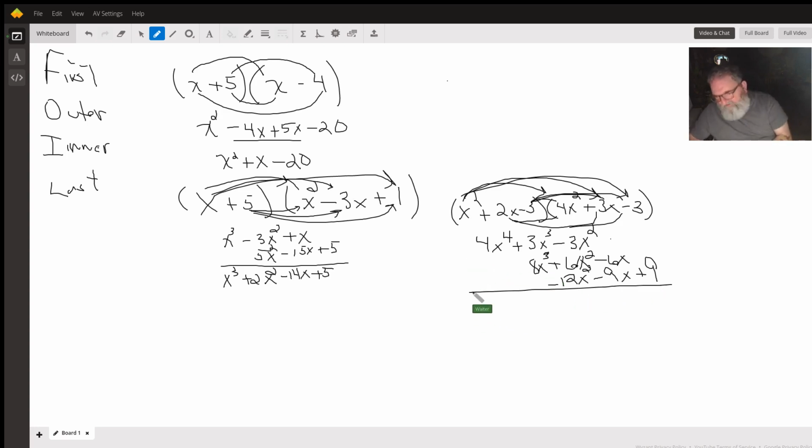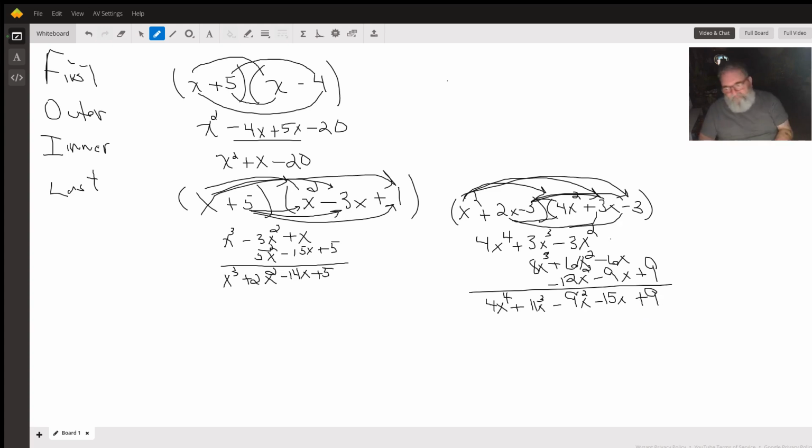Now we add everything straight down. So this is 4x to the fourth plus 11x cubed. Negative 3 and negative 12 is a negative 15. Negative 15 plus 6 is a negative 9x squared, minus 15x, plus 9. And if it was 3 times 4, you would do the same thing.